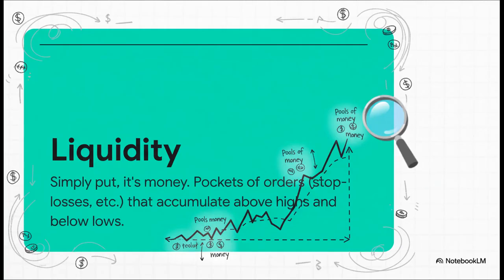Okay, so clue number 1 is liquidity. The simplest way to think about this is that it's the fuel for the market. It's the money. Just imagine below every important low and above every important high, there are these big pockets of orders just sitting there. We're talking stop losses, entry orders, the whole shebang. And these pools of money, they act like powerful magnets, pulling the price towards them.